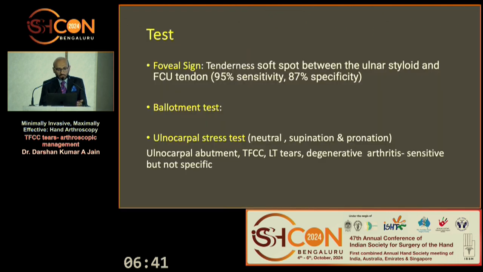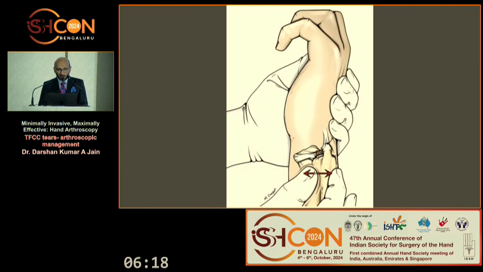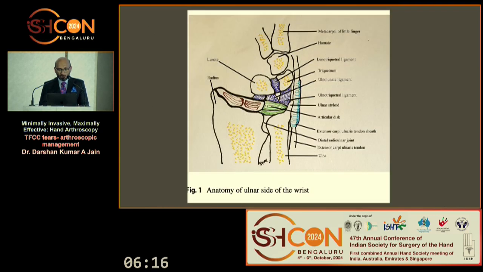So what are the tests that you use? Basically the foveal sign is one of the most common signs which I would prefer to do. That is the tenderness of the soft spot, especially on ulnar deviation. The ballottement test, if it is positive, I would always think that the injury is much more severe. And the ulnocarpal stress test. So these are the various tests. However, as I told, the foveal test is the one which I would give more preference.